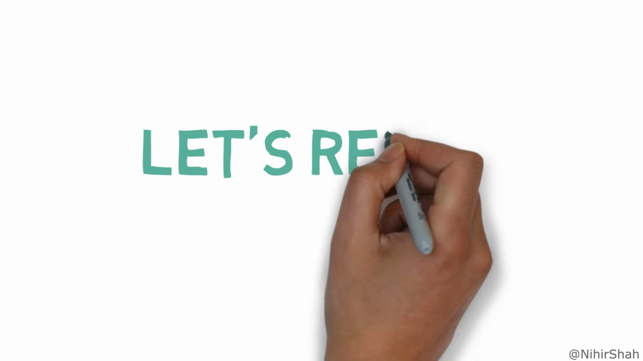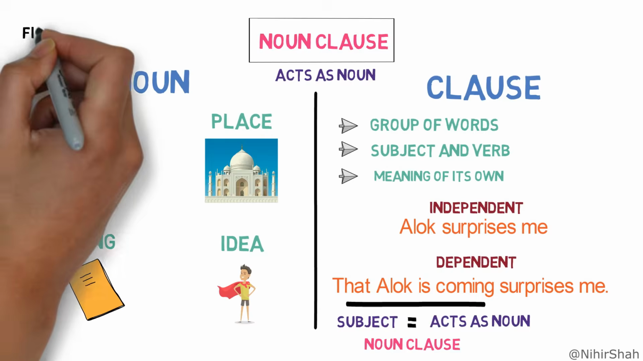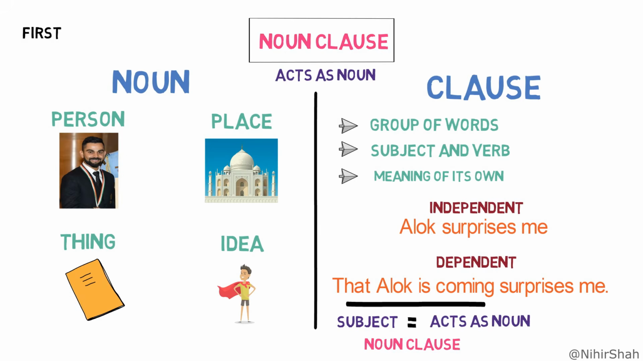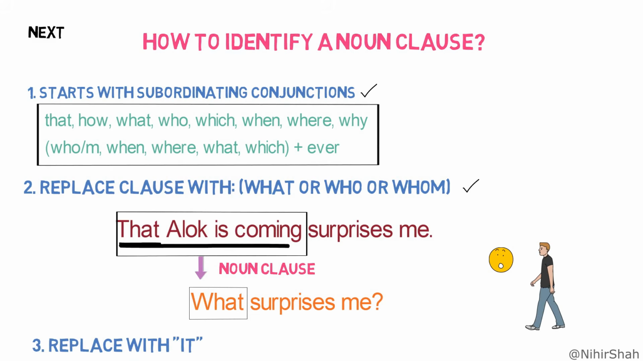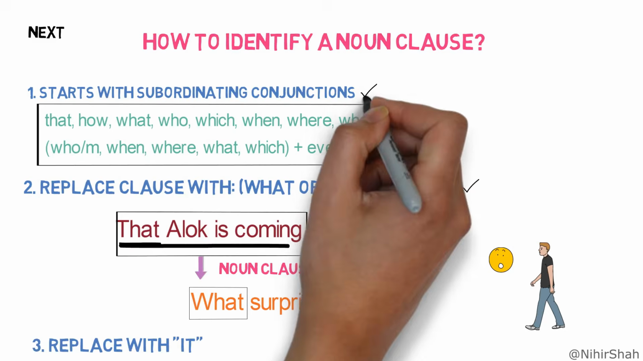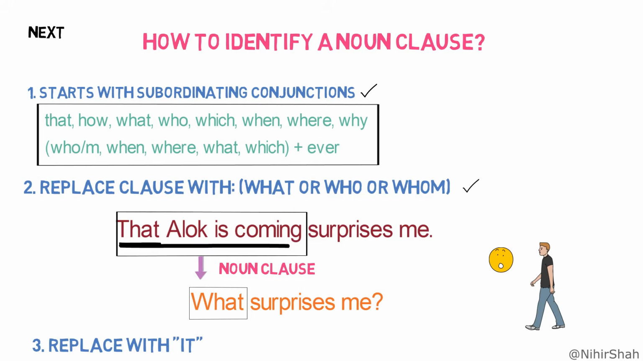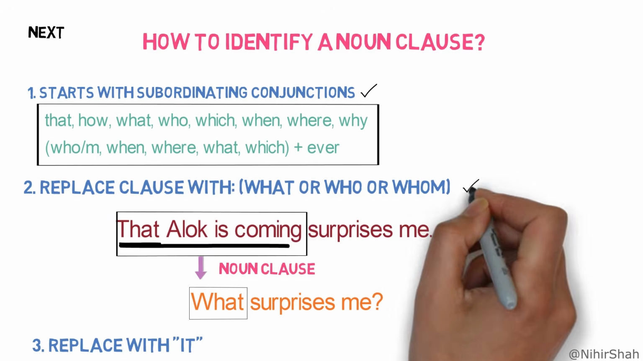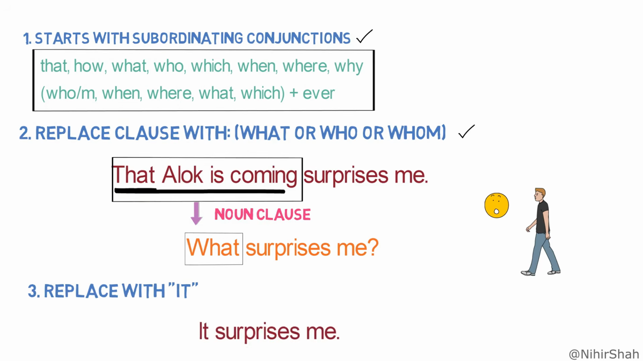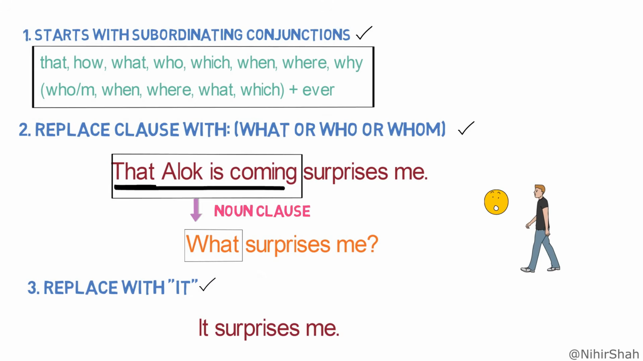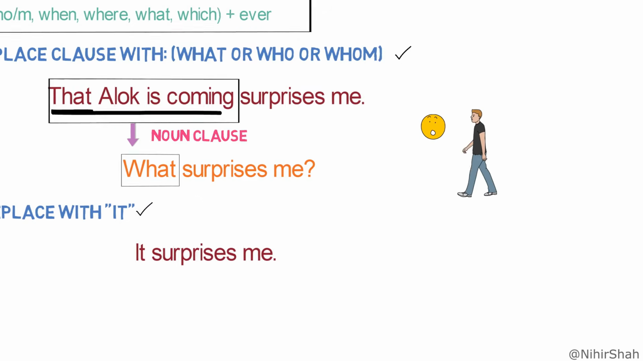Let's quickly revise what we learned in this lesson. First, we understood what is a noun clause. A noun clause is a clause made of 2 words, noun plus clause, and acts as a noun in the sentence. Next, we learned a 2-step formula to identify a noun clause. Step 1, the noun clause starts with a subordinating conjunction. And step 2, the clause should answer the question what, who, or whom. Another way to validate whether a clause is a noun clause or not is to replace the clause with the pronoun it.